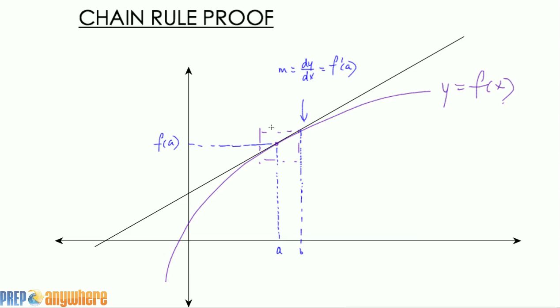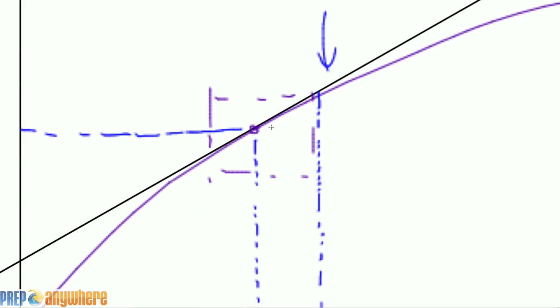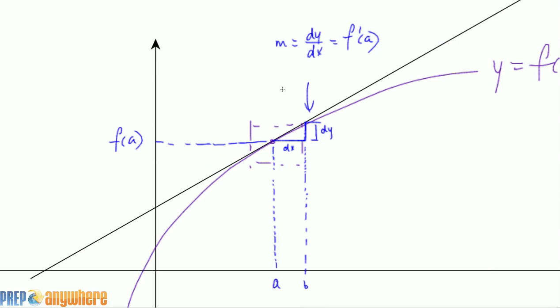Let me zoom in again here, and let me draw a triangle from the point of tangency to this new point. So here's the triangle that I'm talking about. I can conveniently label from here to here dy, and this would have to be dx, because we already know that the slope of this line has to equal dy over dx. Now, that's for the line. The line has a constant slope of dy over dx.